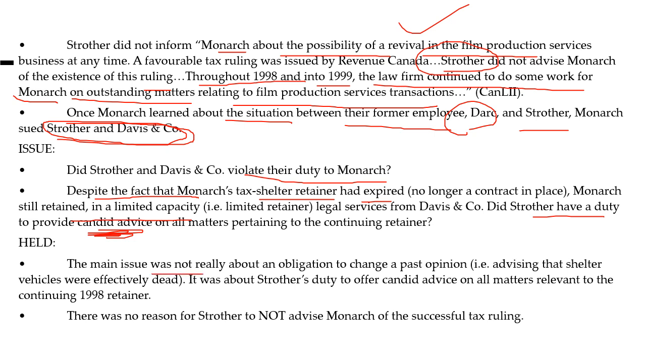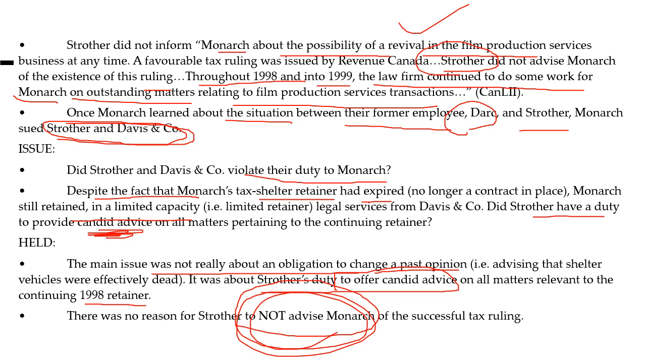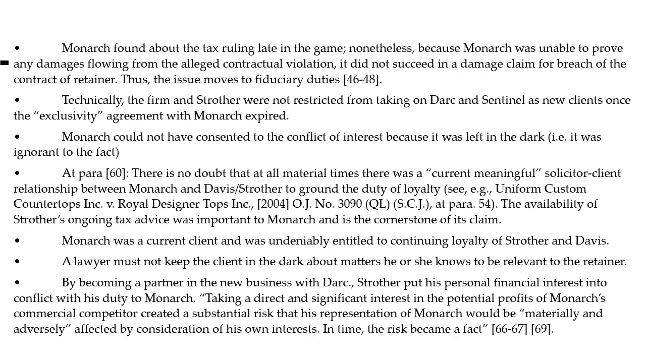The main issue was not really about an obligation or duty to change a past opinion. It was about Strother's duty to offer good candid advice on all matters related to the continuing 1998 retainer. There was no reason for Strother to not advise Monarch of the successful tax ruling. Here, what happened? Strother himself became selfish. His personal interest came into the picture. So that became the reason for conflict of interest.